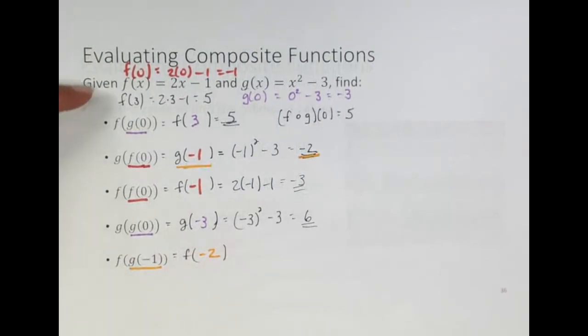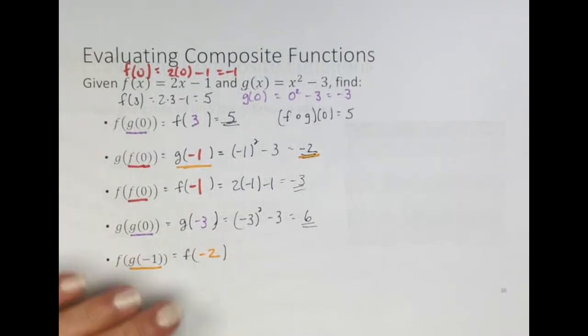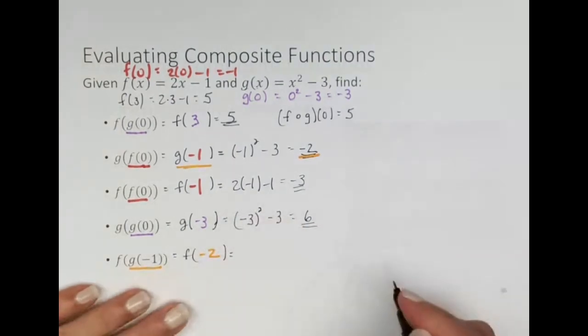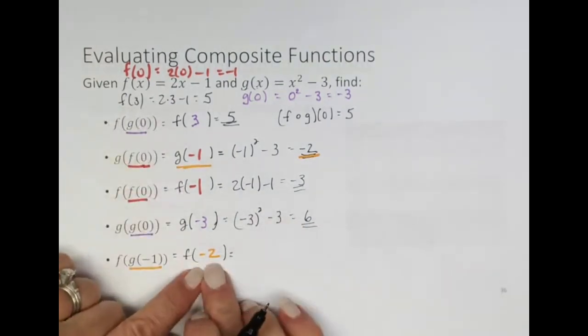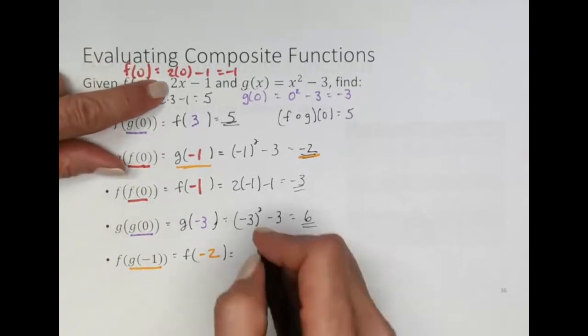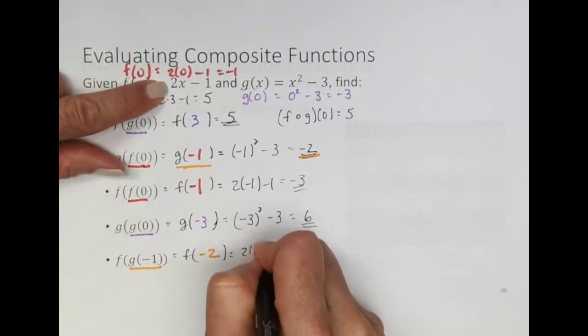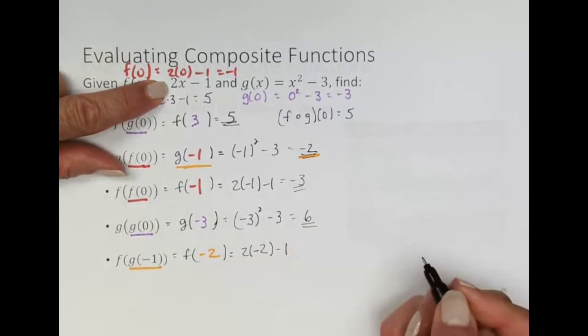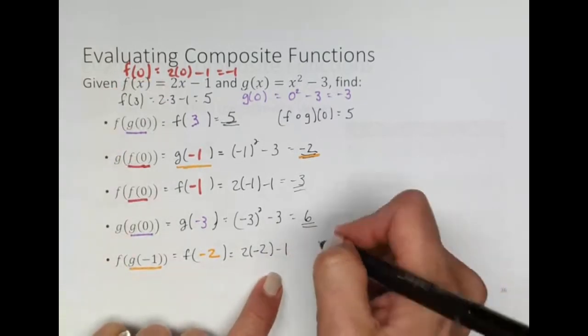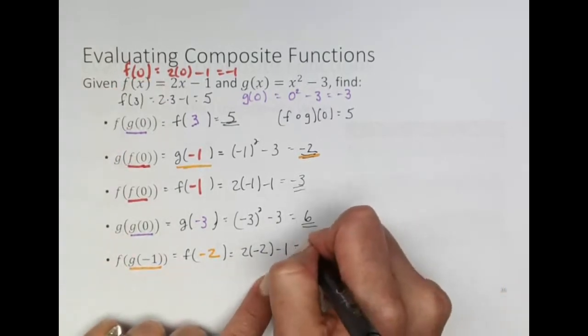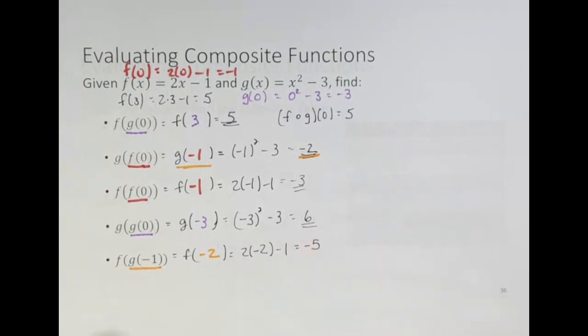Okay, so f of -2 doesn't look like anything we found, so let's evaluate that. We'll evaluate f at x equals -2. That's going to be 2 times -2 minus 1. Right? That'd be -4 minus 1, or -5. Okay? So evaluating composite functions is not too bad. We just find the output of the inside function, and it becomes the input to the outside function, right?